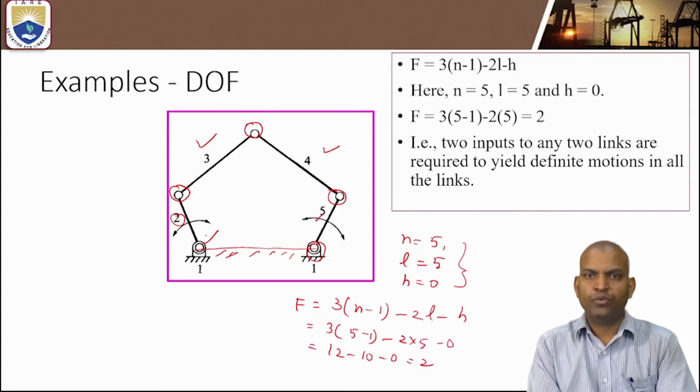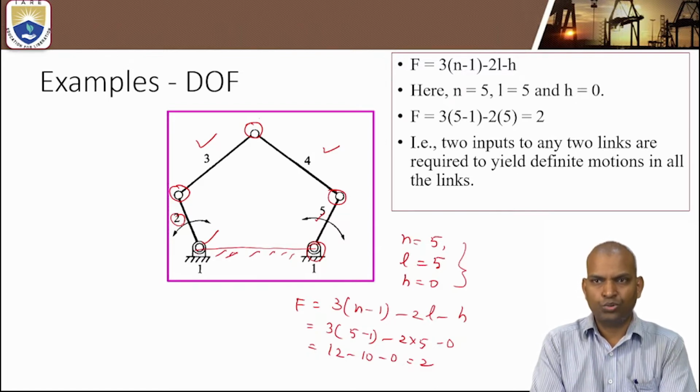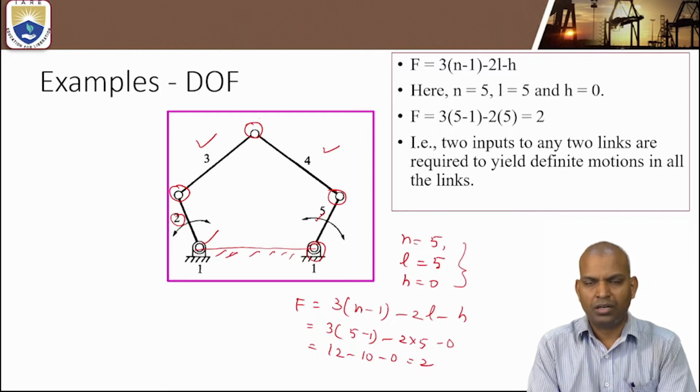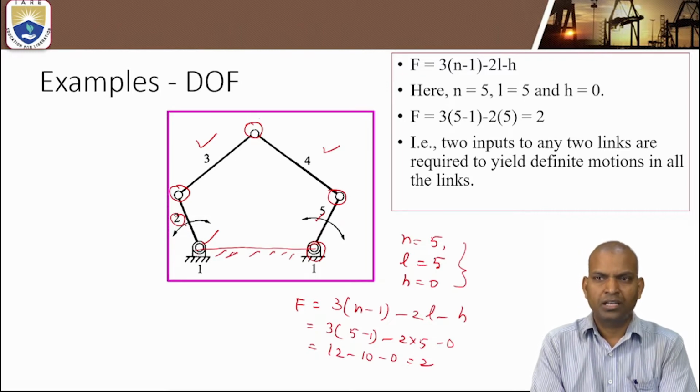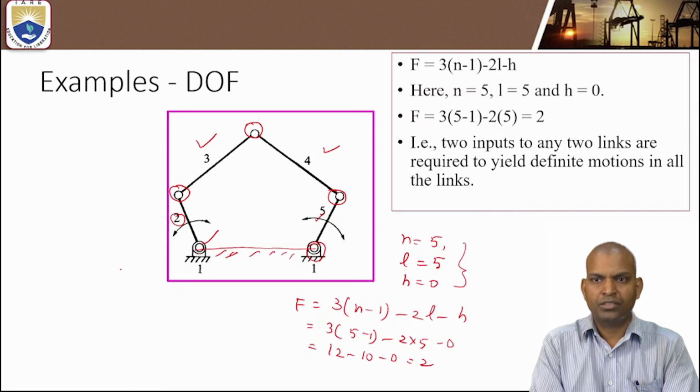If we give only one input motion, say to link 2, what will happen? Then definite motion can't be obtained in all the links. That's why 2 inputs are required to any 2 links in order to yield definite motions in all the links. That is, the degree of freedom for this 5-bar mechanism is 2.